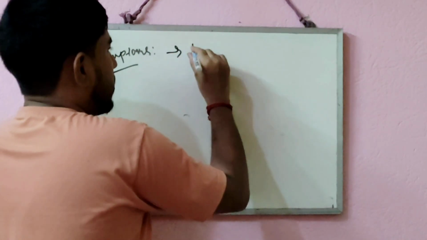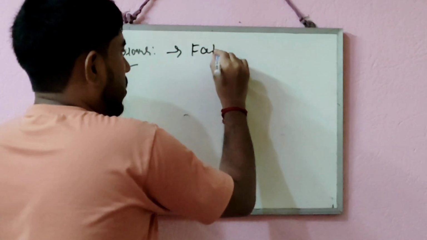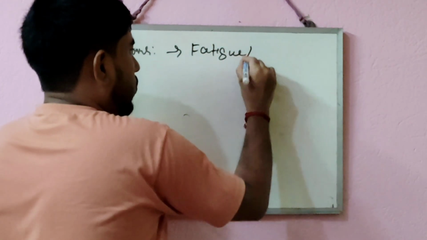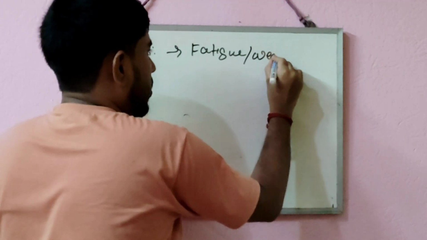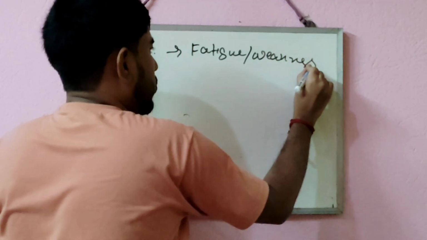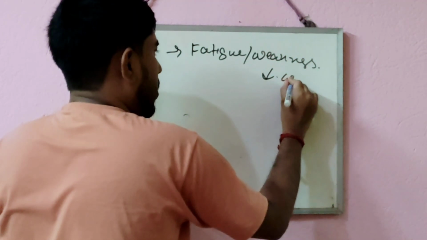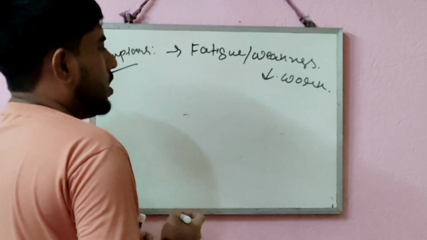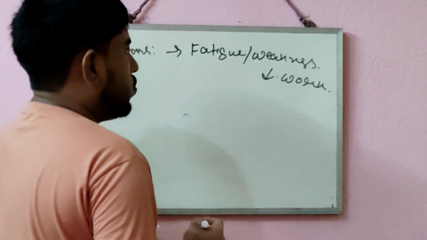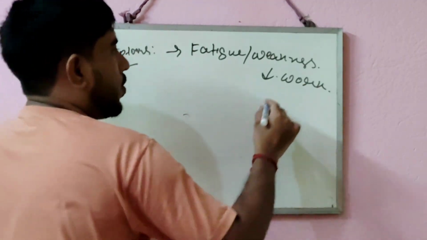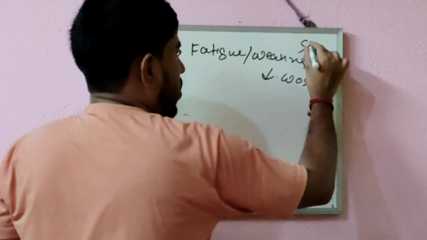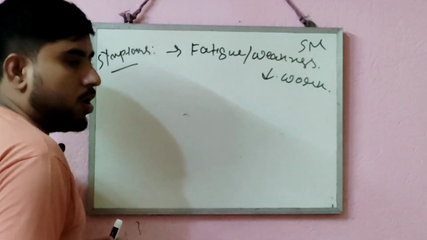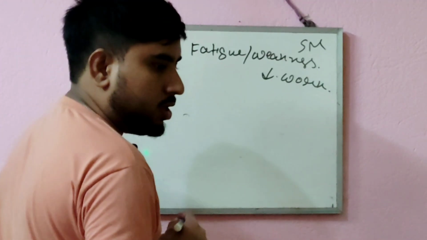The first one is fatigue. That fatigue will lead to weakness or an urge of not doing any work. That means that person will be idle, and will be unable to pursue any work because of the fatigue and weakness or deterioration of smooth muscle wherever the smooth muscle is present in our body.